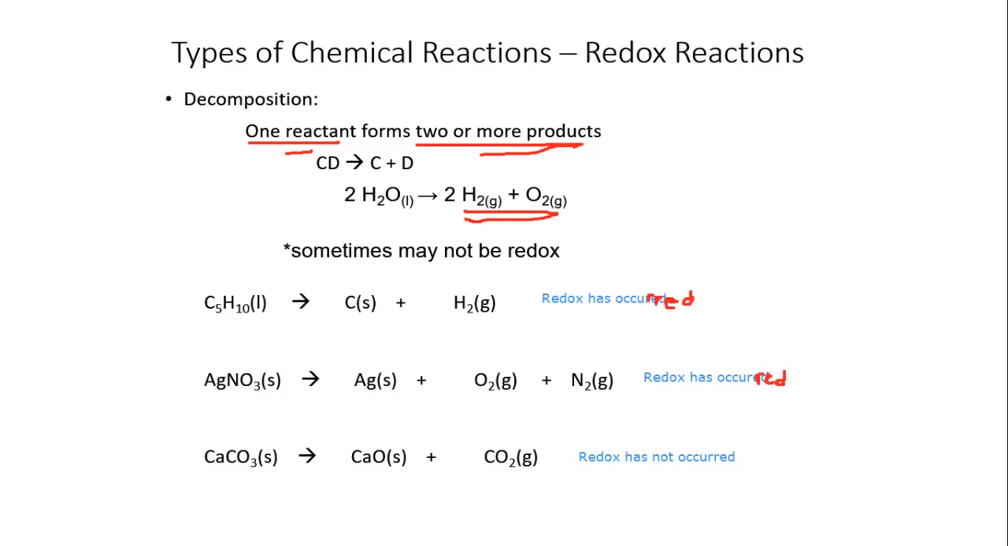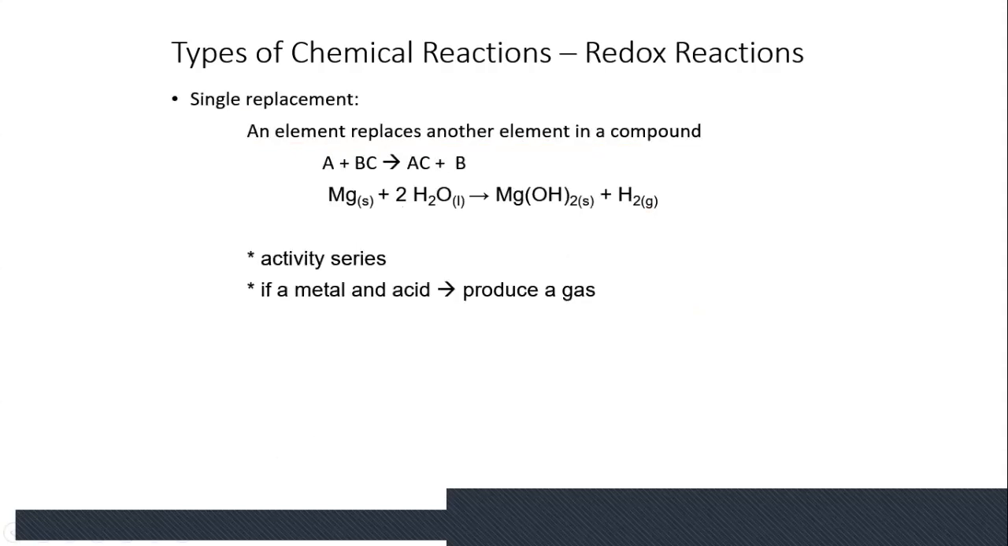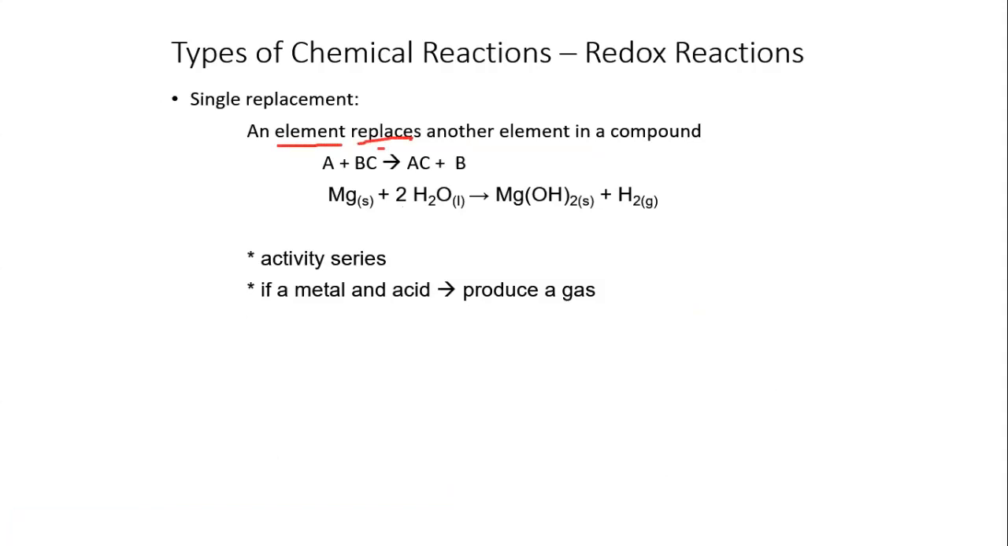Now the last type of redox reaction is single replacement. So here, in single replacement, the characteristic is an element replaces another element in a compound. So you're always going to have an element on the reactant side and an element on the product side. So here, redox always occurs. For example, we take magnesium, reacts with water, the magnesium displaces the hydrogen, and we form magnesium hydroxide and H2 gas.